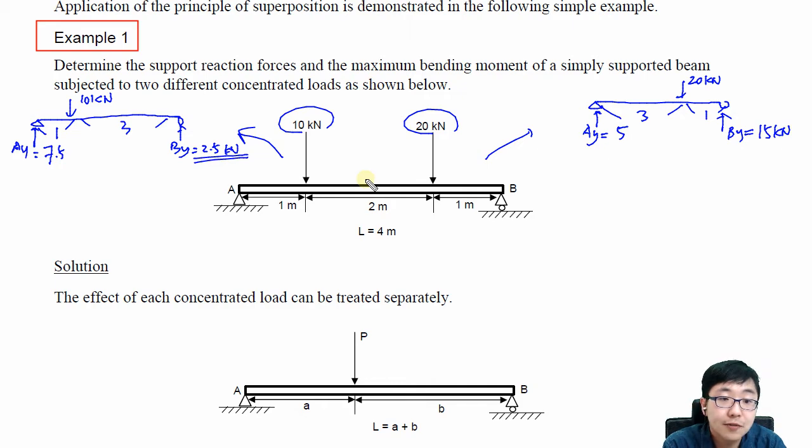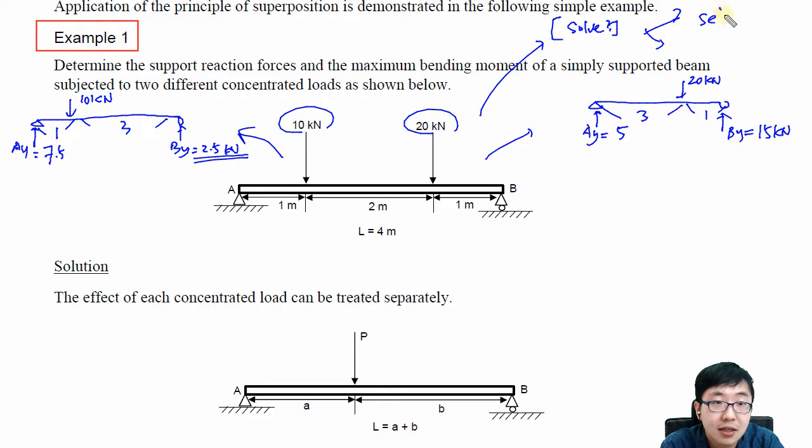So there are two different methods. Do you remember how to solve it? Two ways. You can use the section method, using the statics. The other way is the graphical method. Of course, the graphical method is pretty much easier.